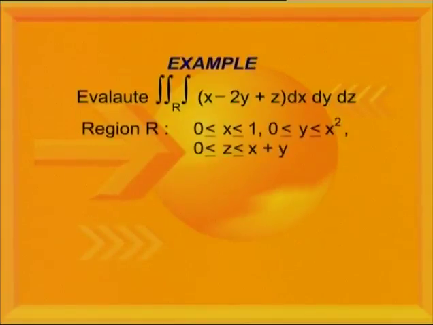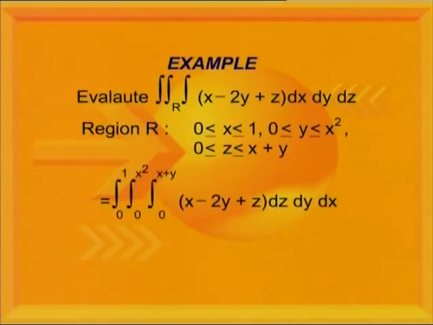So our integral is equal to the triple integral of x - 2y + z, first with respect to z from 0 to x + y, then with respect to y from 0 to x², and then with respect to x, with x from 0 to 1.